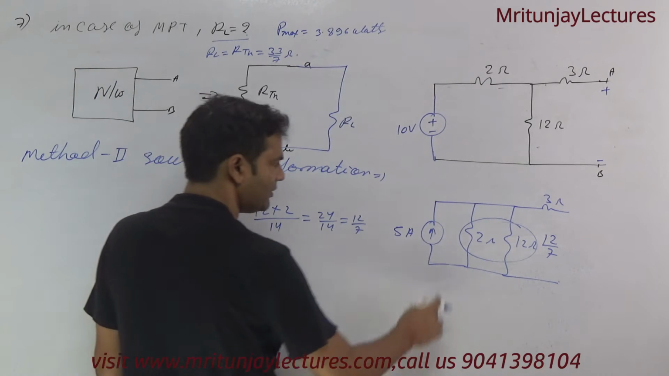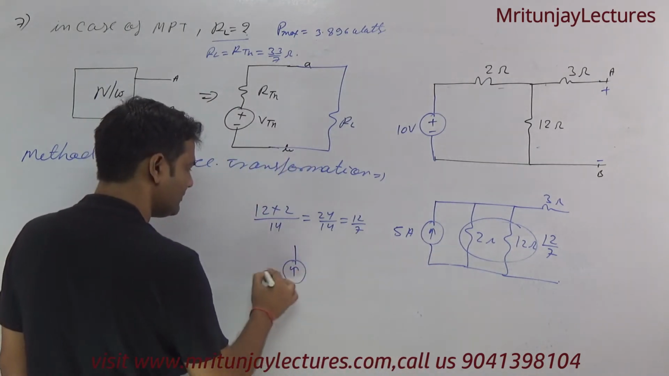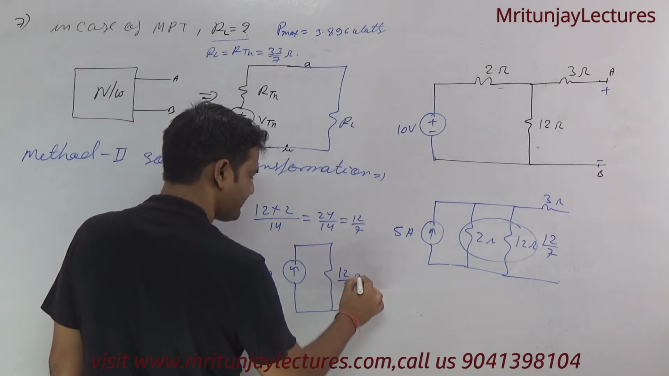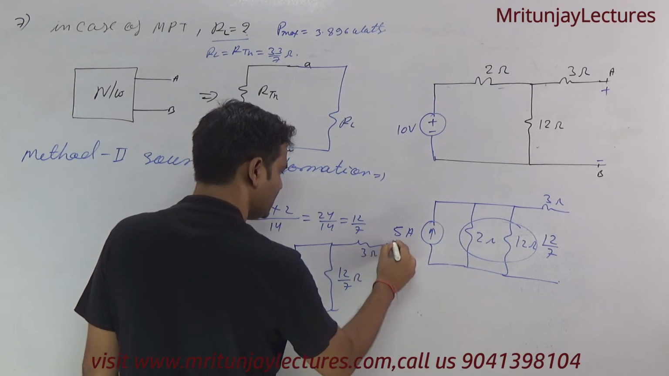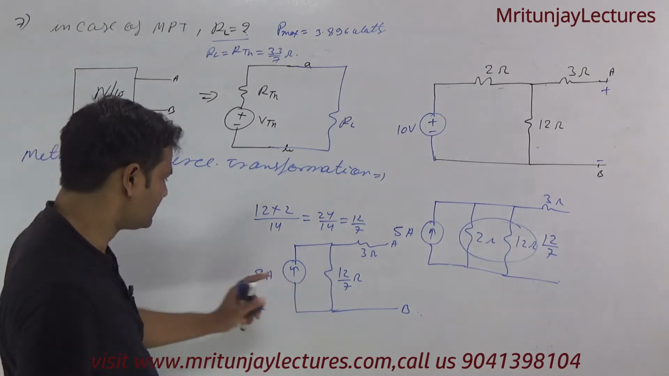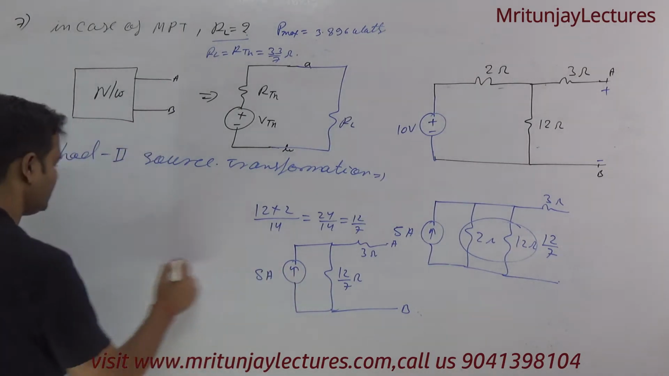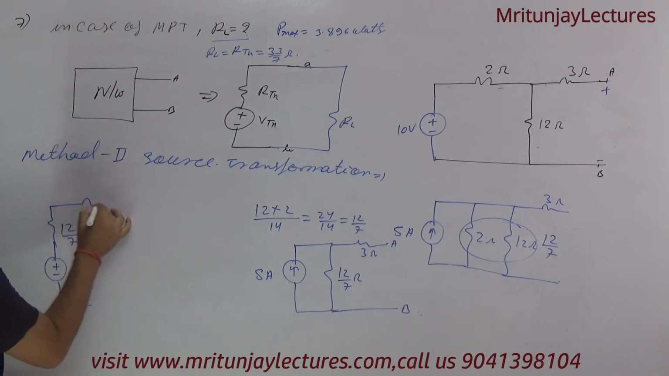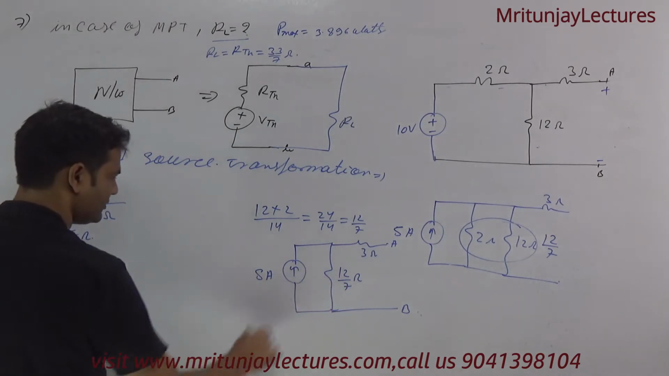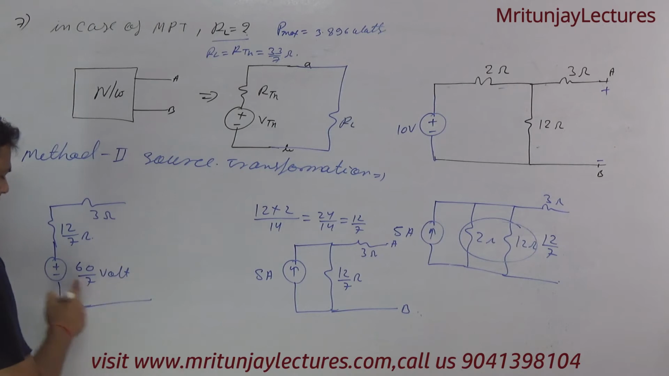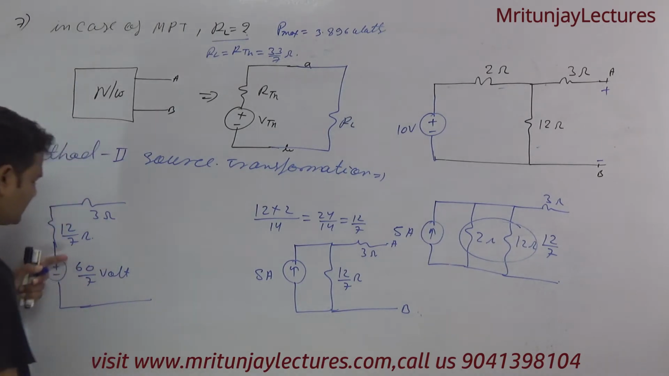Now you can make it a 5 ampere source, and after that this connection we got, and this one is 3 ohm. That is A and that is B. If this one is again converted into a voltage source, then what about polarity? Polarity like this one, plus minus, and that is 12 by 7, and that is 3. And what about this one? That is 60 divided by 7 volt, and polarity plus and minus, upper plate positive and lower plate negative.